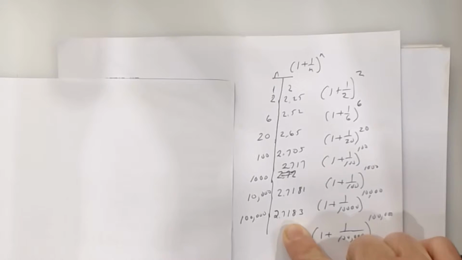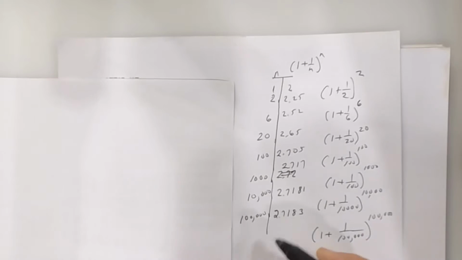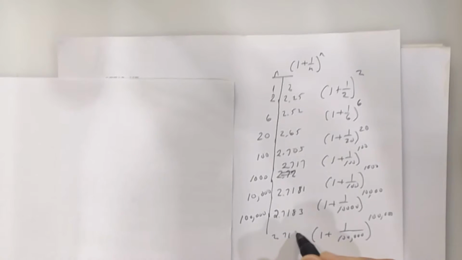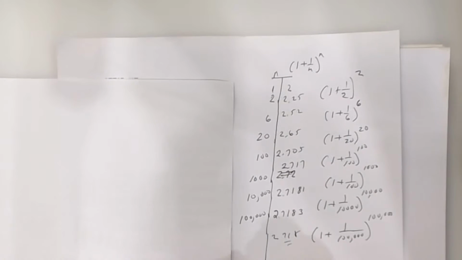Huh? 3. E. Thank you. It's getting closer to E, the number E. So if you kept on going, guys, if you put 1 million, it's going to be close to 2.718. If you put 2 billion, it's close to 2.718.